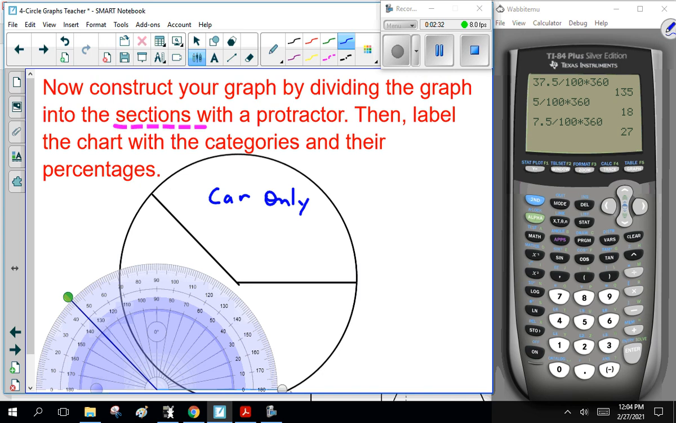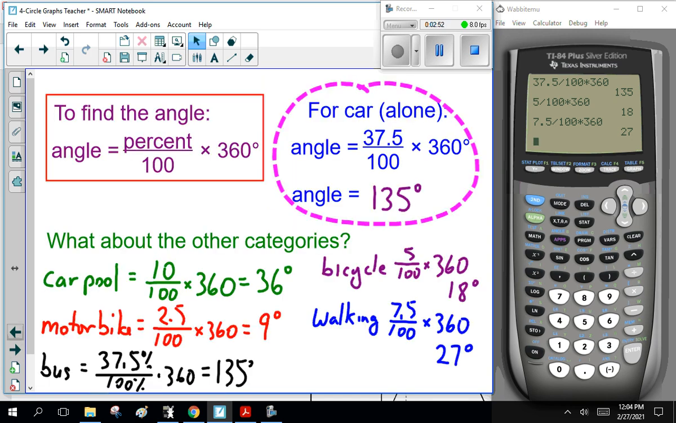Okay. Now, label with the percentages. 37.5%. Gotta remember to include my percentages. I keep forgetting to do that. So car only is 37.5%. Now the next one we said was carpool, 36 degrees.